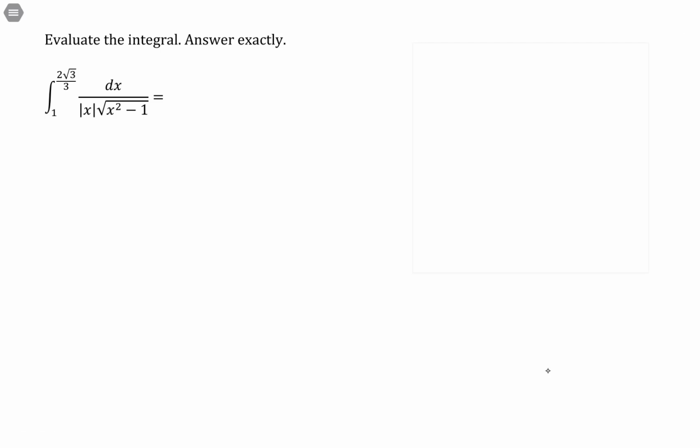Evaluate the integral. Answer exactly. Here we have a definite integral from 1 to 2 root 3 over 3 of dx over the absolute value of x times the square root of x squared minus 1.